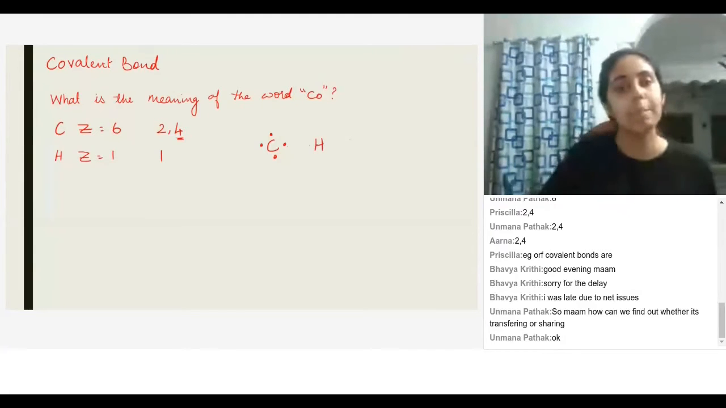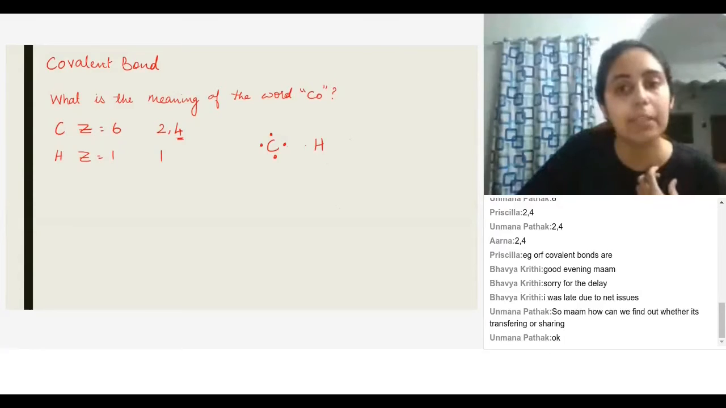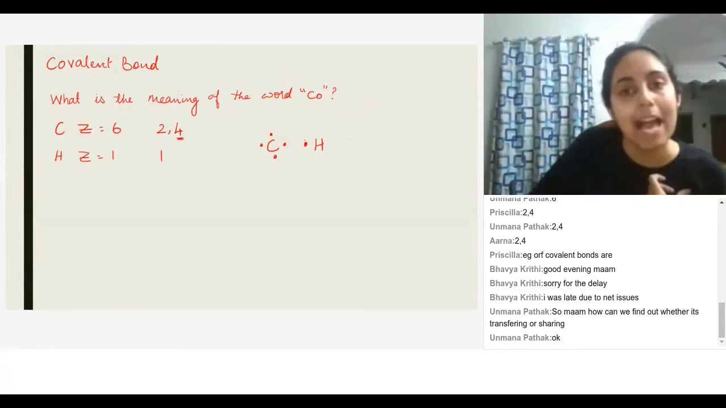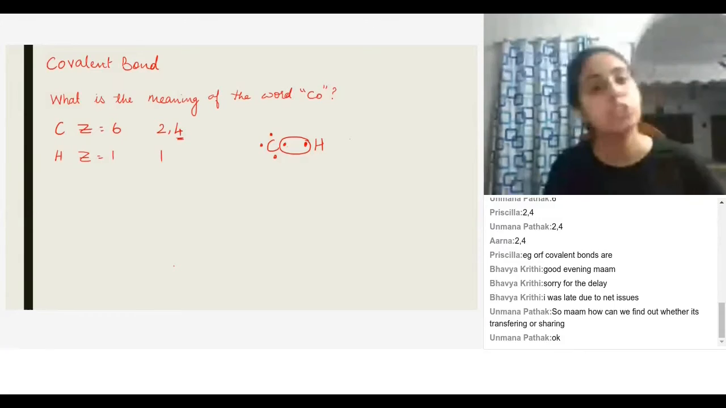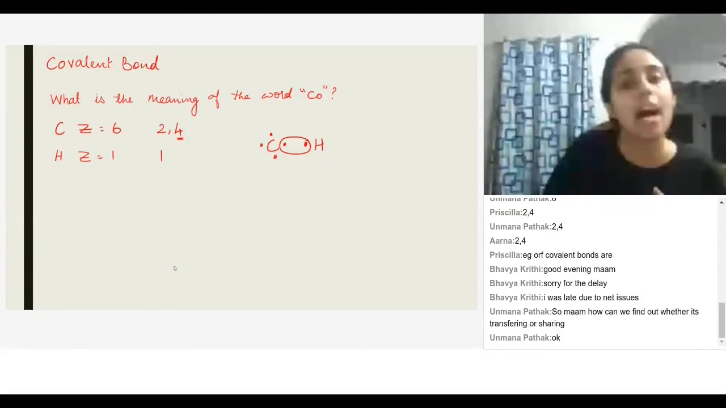So what happens is it comes close to another atom. For example, a carbon atom comes close to a hydrogen atom and starts sharing one of its electrons with hydrogen. And hydrogen also shares its one electron with carbon. Now, because of sharing, carbon ends up having 1, 2, 3, 4, 5 electrons. Similarly, hydrogen ends up having 2 electrons.